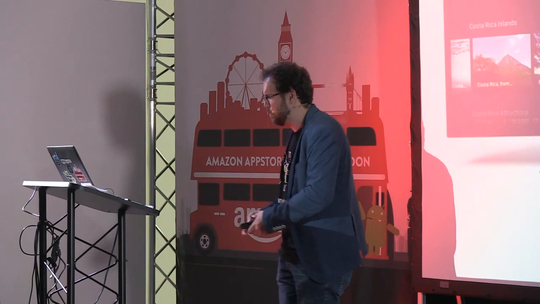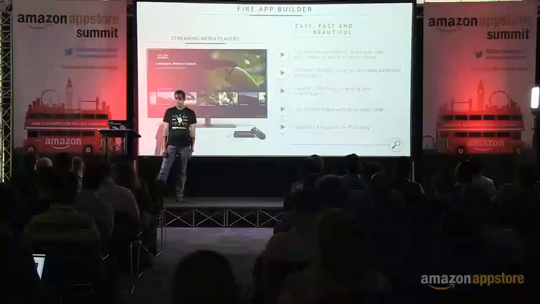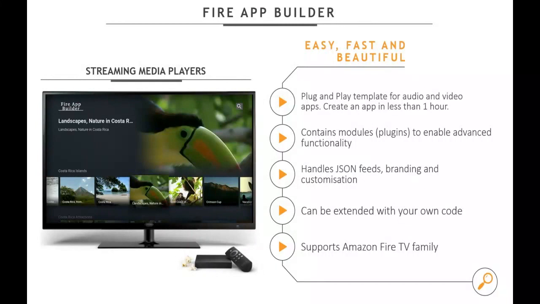Right. Thanks, Mario. So yeah, as Mario said, my team's been building this Fire App Builder for a while, and I'm excited to be here today to finally talk about it with you guys and see what you think. So, what is the Fire App Builder? The Fire App Builder is Java source code that you download if you want to build a media app quickly for Fire TV. So, why would you use it? If you don't want to start from the ground up building a Fire TV app, you can start with this framework, plug in some recipes and some configurations.